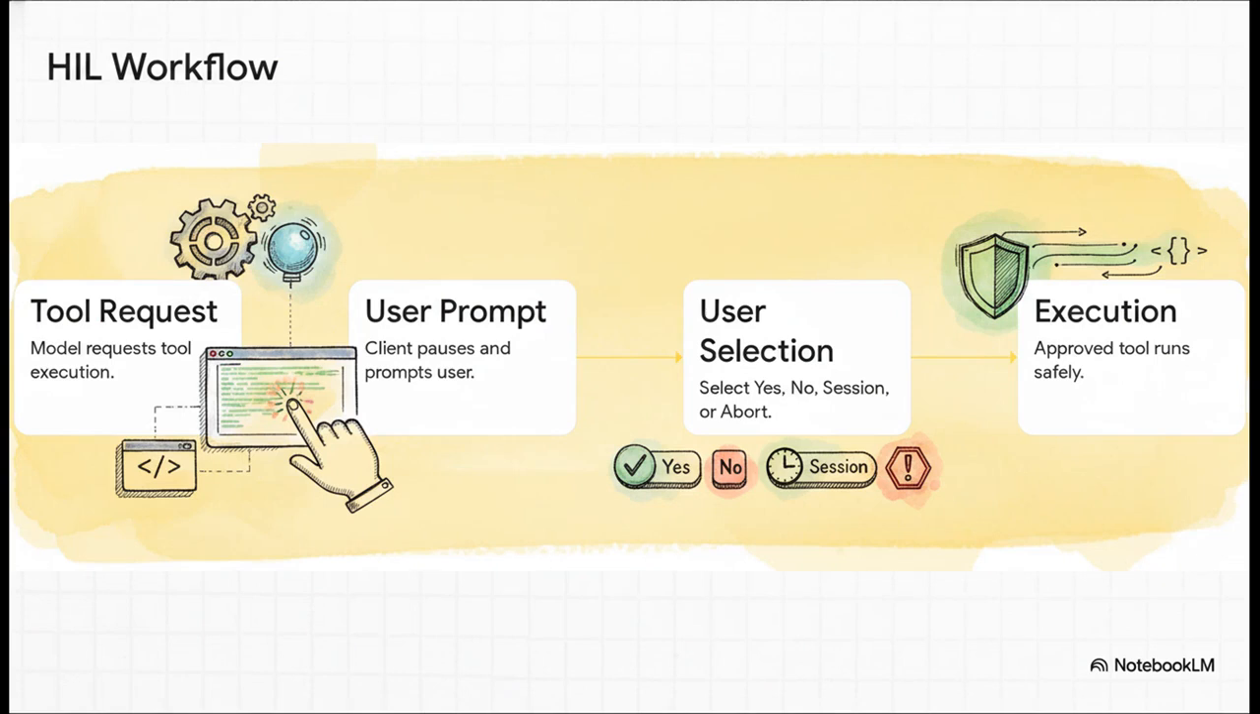Here is exactly how you safely audit your agent's actions using a client like MCP. When the model requests a tool, the client just pauses execution and prompts you right in the terminal. You get to review the exact JSON command. From there, you just press yes to approve it, no to skip it, session to auto-approve tools for the rest of that specific query, or abort to pull the plug entirely. It gives you complete peace of mind while your agent does its thing.